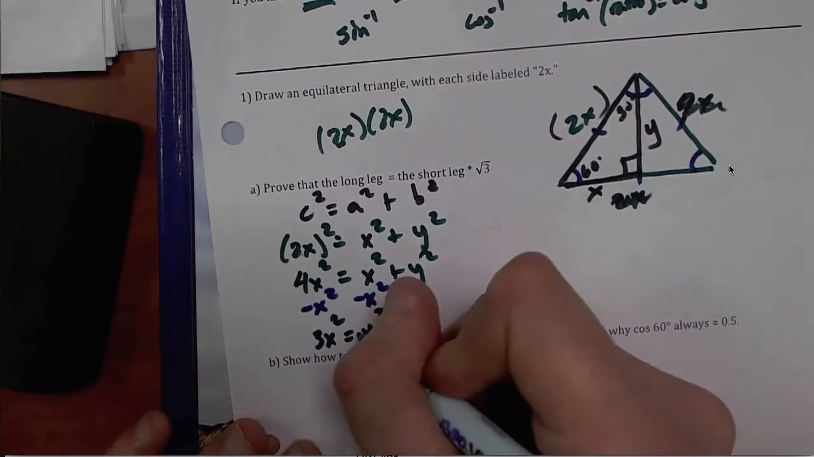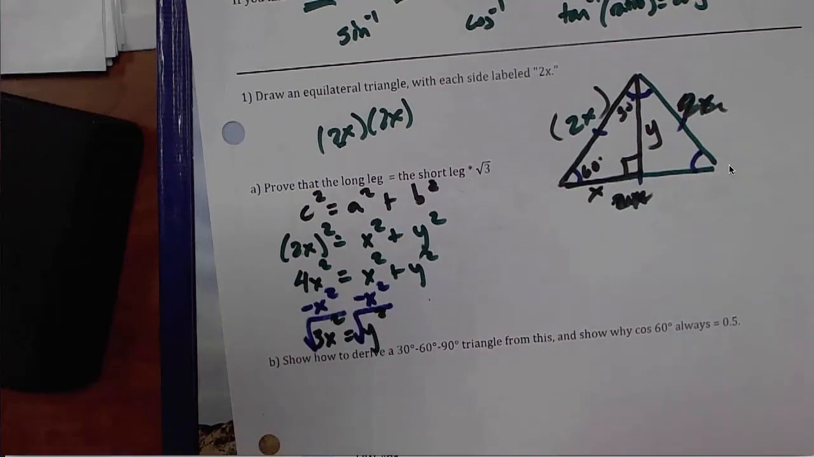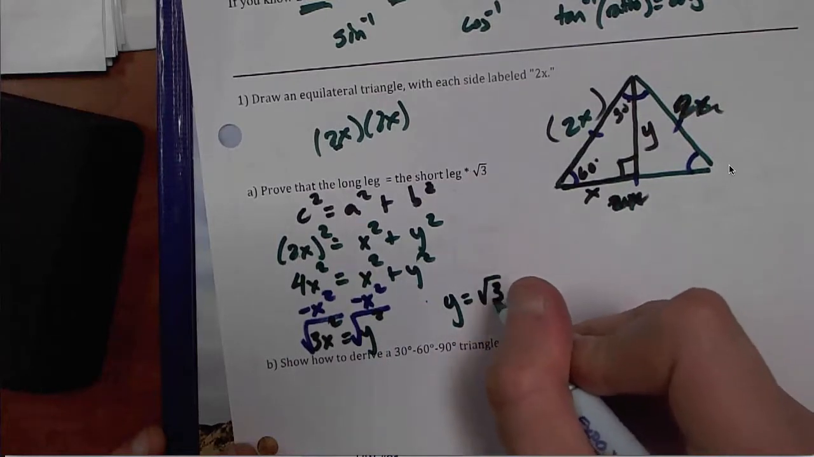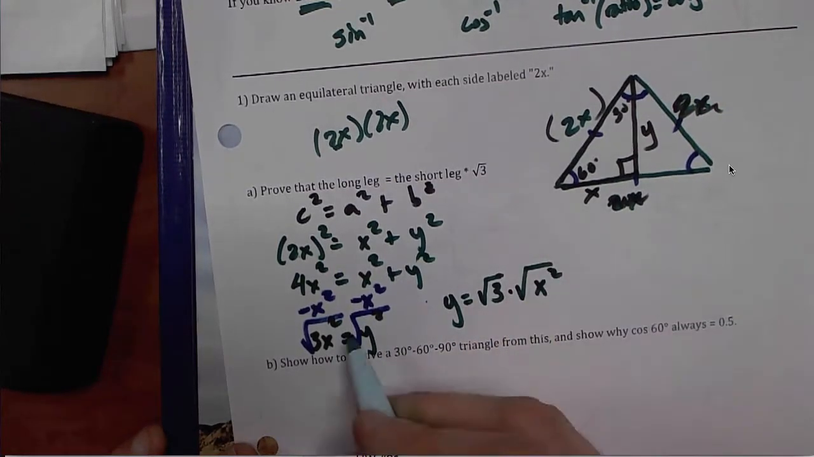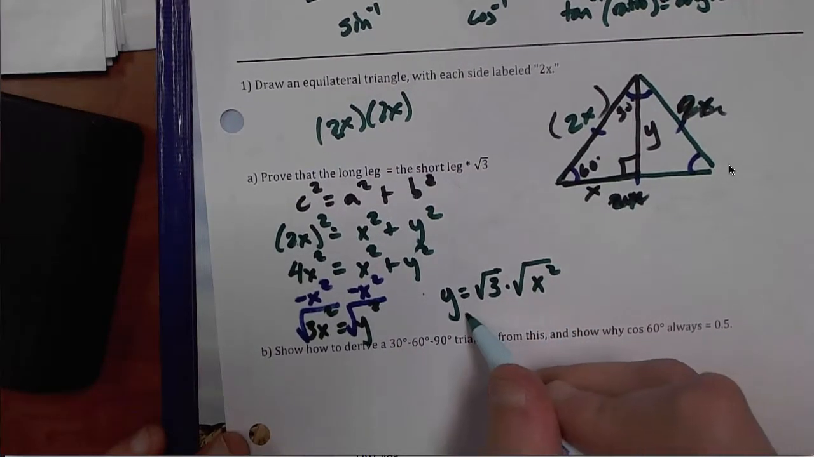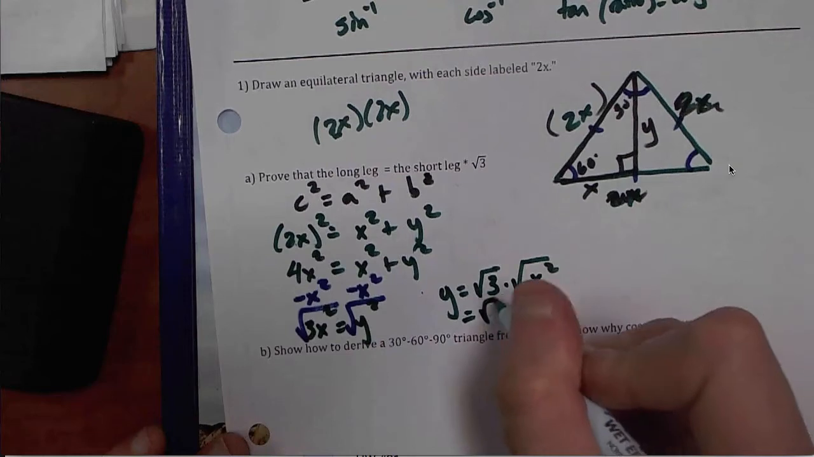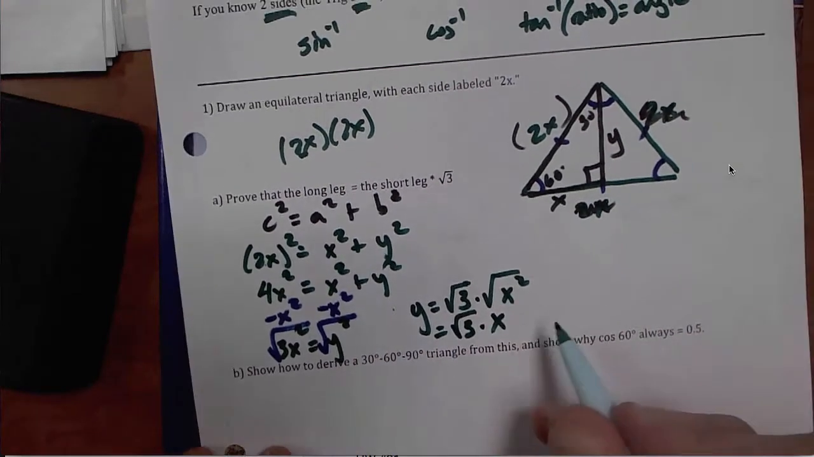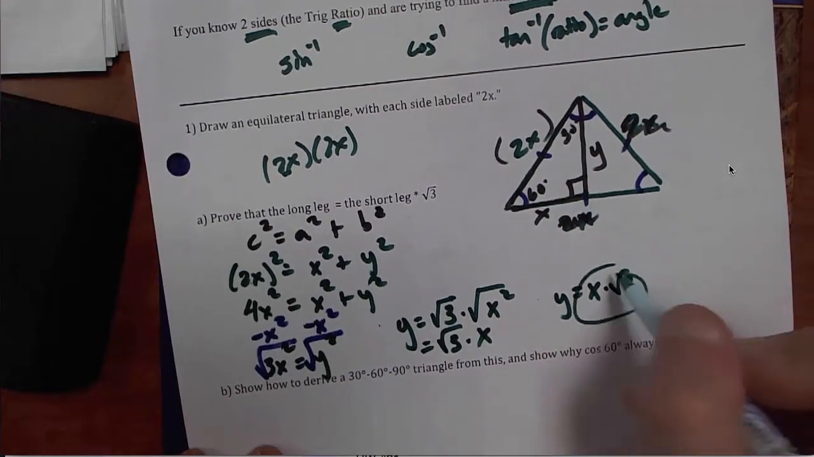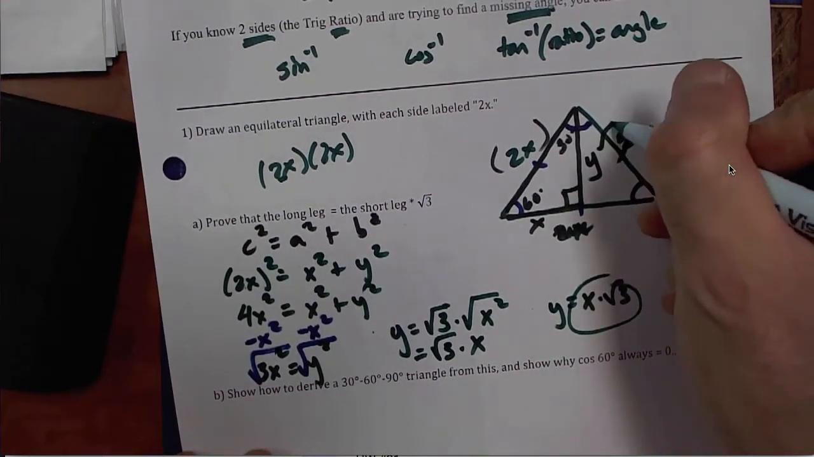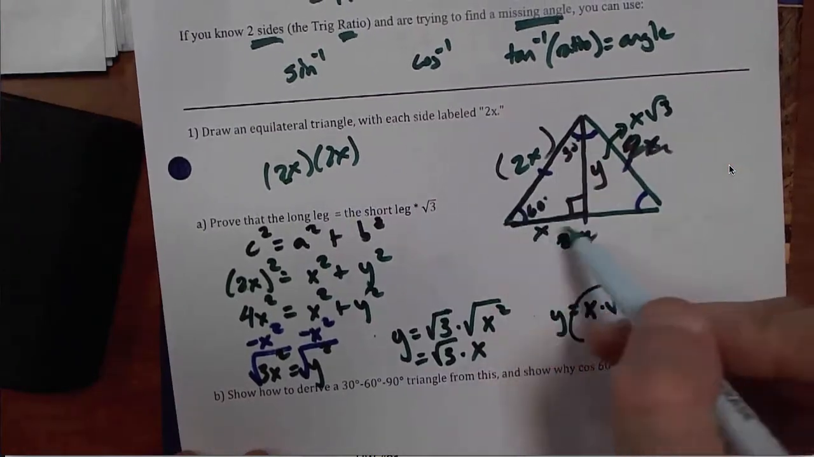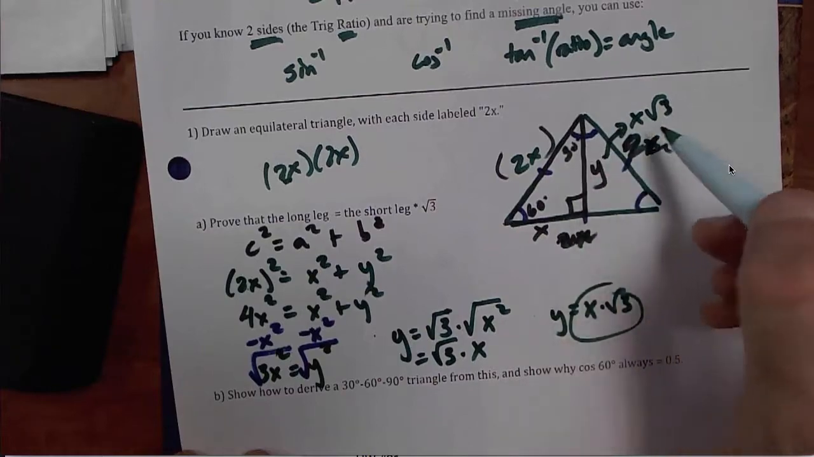And then square root both sides. And so this just becomes y. Y equals the square root of 3 times the square root of x squared. This, I don't know how to simplify. This is not like a whole number or anything like that. Square root of x squared simply becomes x. And so there it is: y equals x root 3. So we have just shown that if this is 2x, shorty is half of that, that's 1x, and the long is shorty root 3.